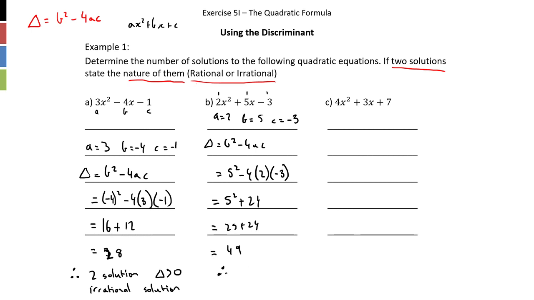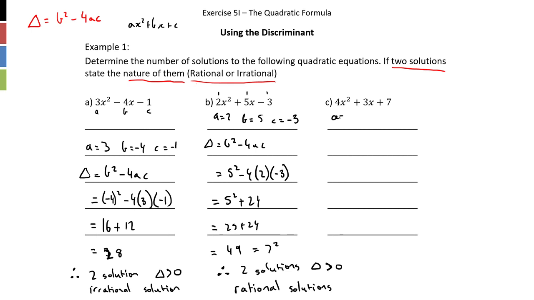Therefore, we have two solutions again, because our discriminant is greater than 0, positive, and it's 49, which is the same as 7 squared. So we have rational solutions. We will not end up with any surds, which is really nice. Now we'll do C.